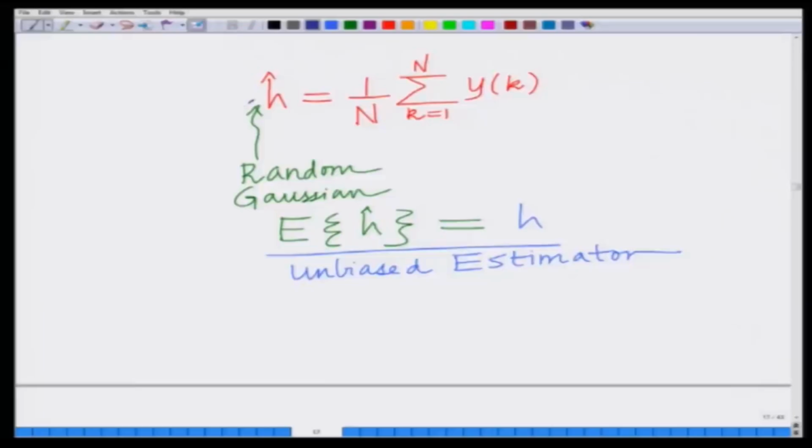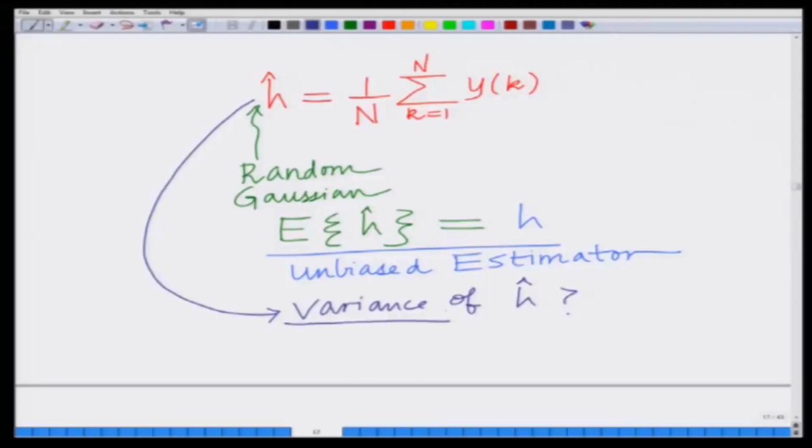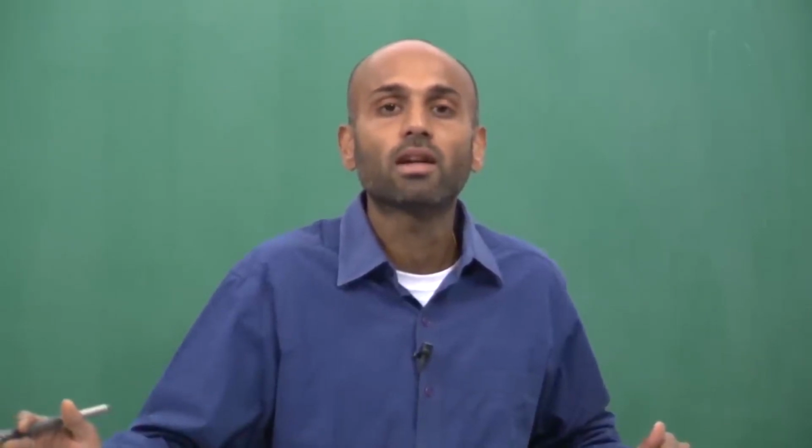So, let us now look at what is the variance of h hat. Remember, the variance is always also a measure of the spread or the deviation about the mean. Remember, although on an average the estimator yields the true underlying parameter, if the spread about the mean is too much, then the estimator has a very poor performance.